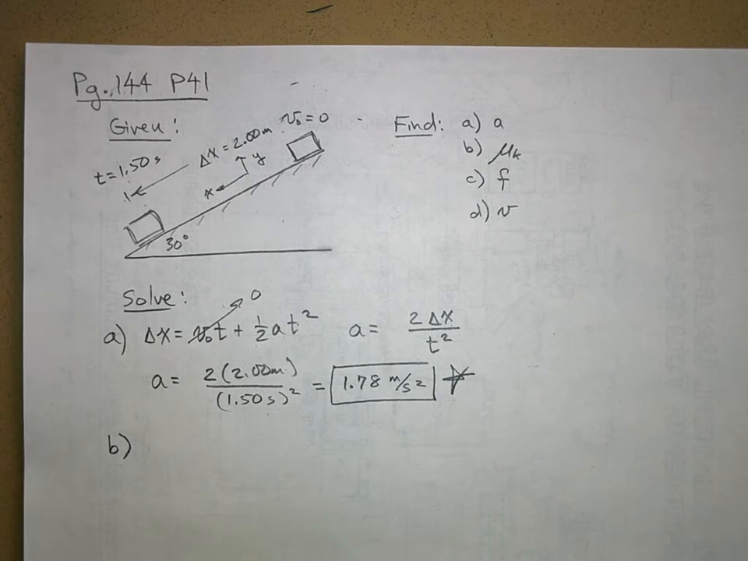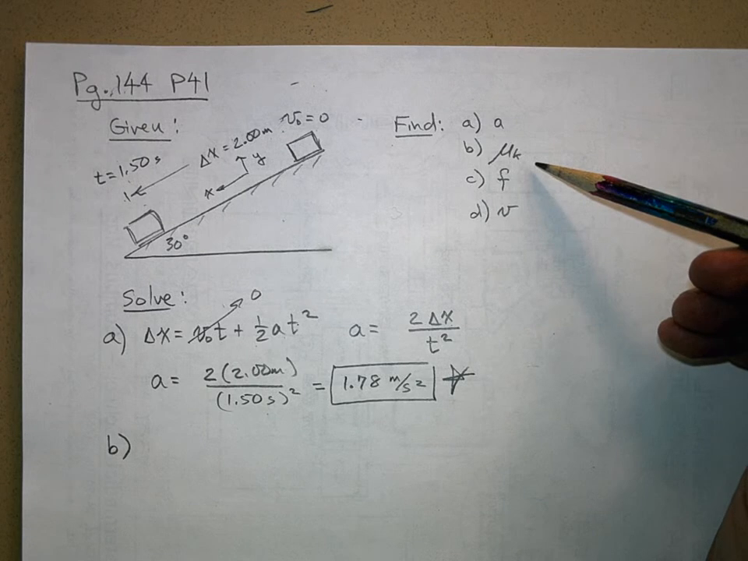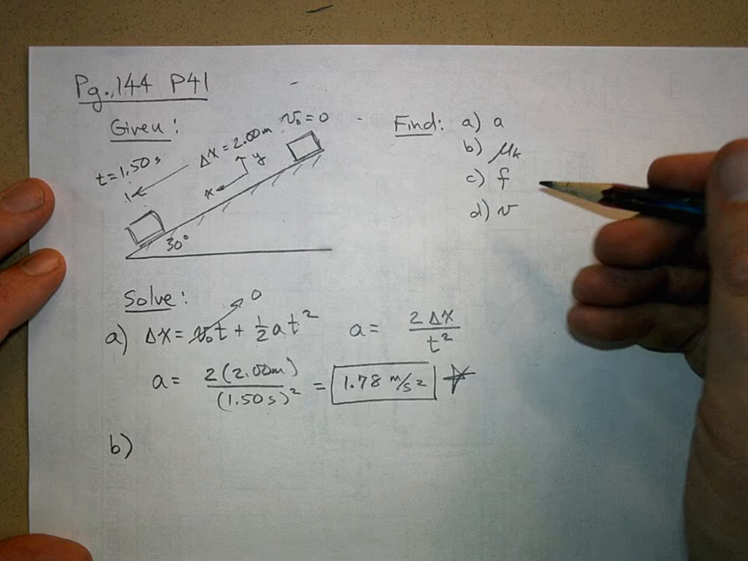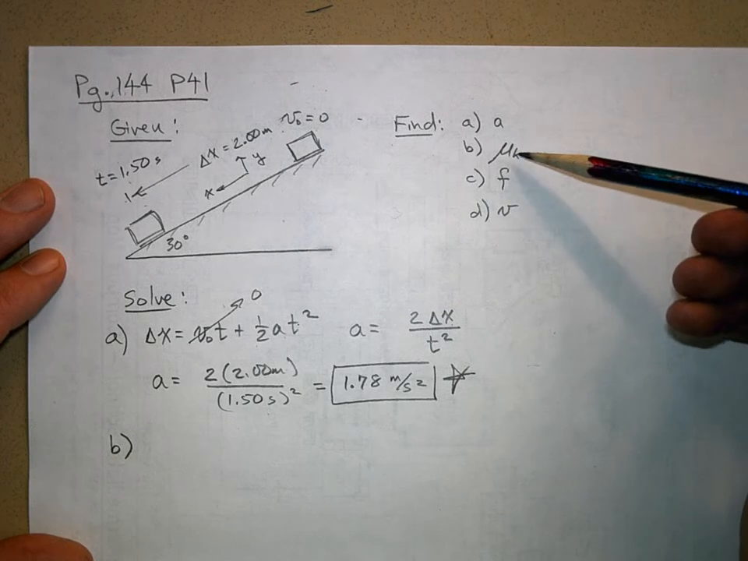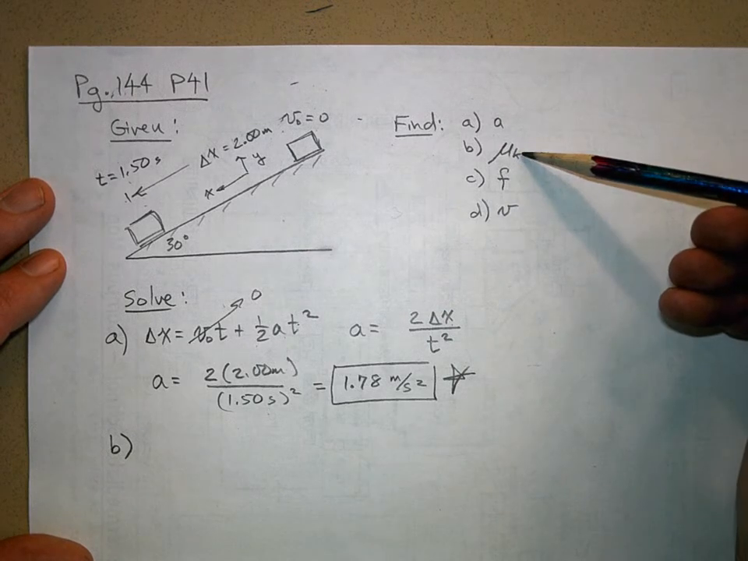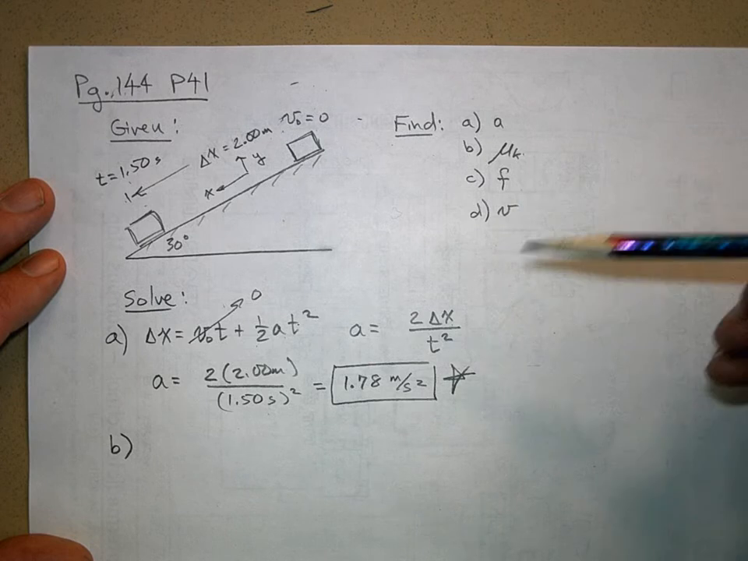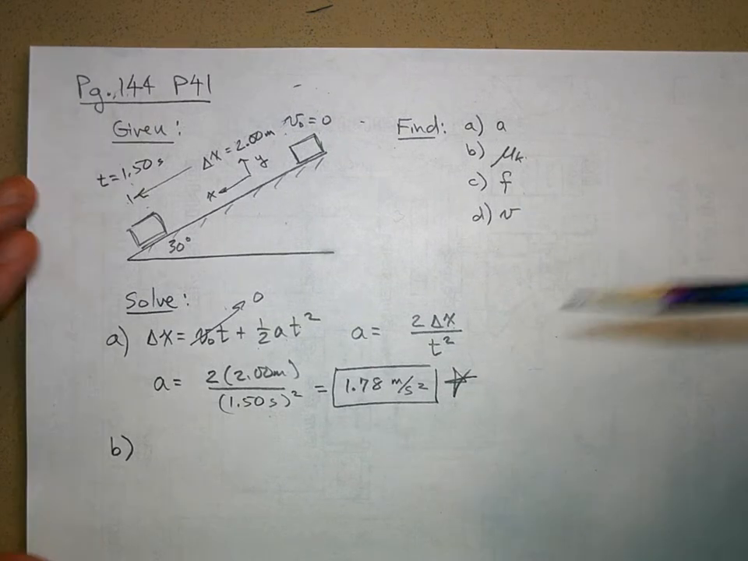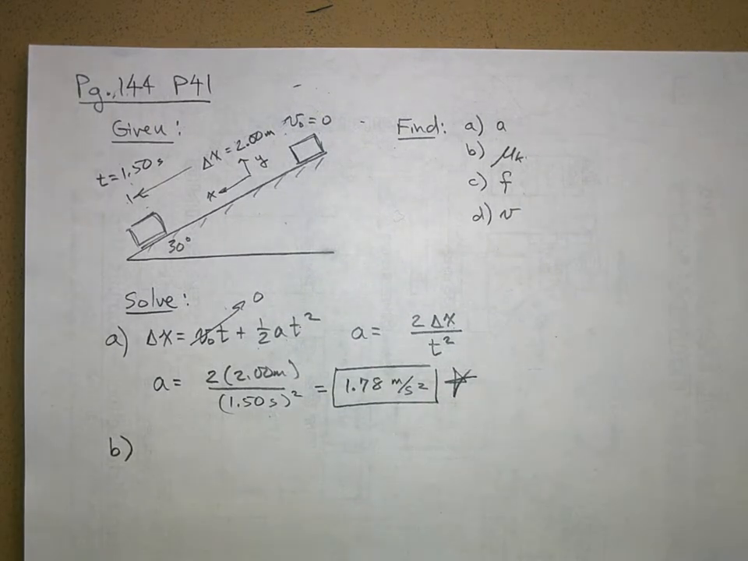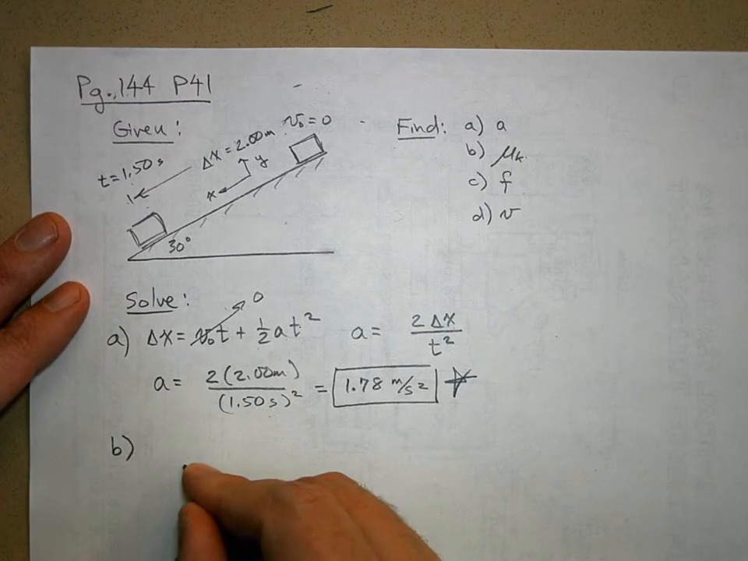We want the coefficient of kinetic friction. And so now we're getting into forces. In order to get the coefficient of kinetic friction, I need to know what the force of friction is and what the normal force is and all that sort of thing. So now I'm dealing with forces, so I have to use that procedure where we look at the forces acting on the object. We have to draw the free body diagram. So let's do that. That's our first step.